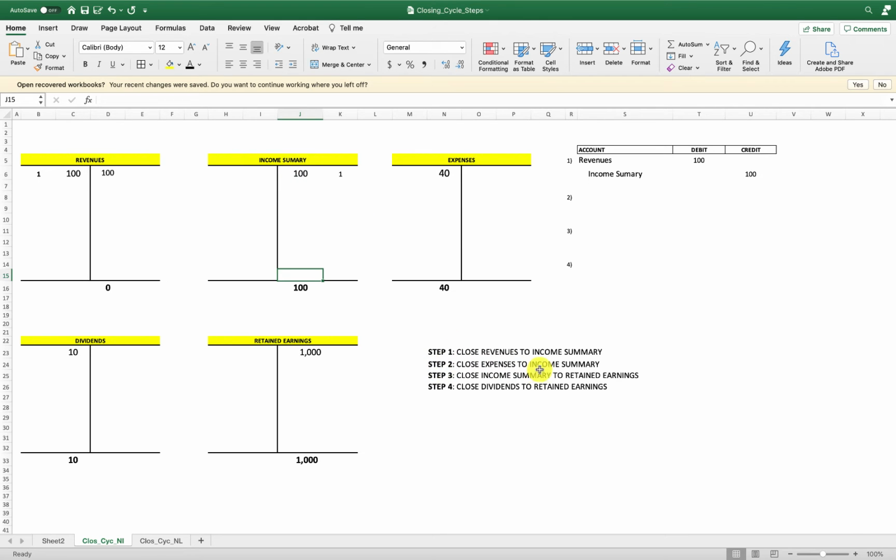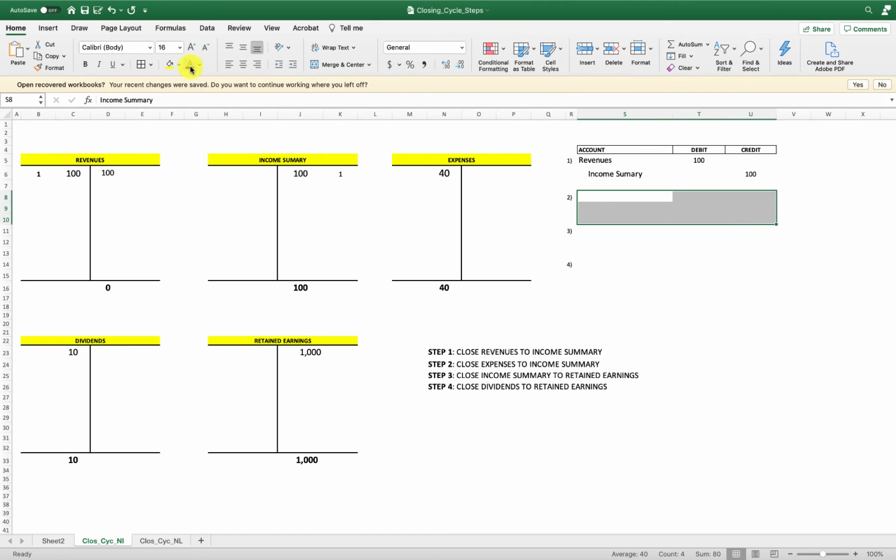Step 2 is close expenses to income summary. Well, again, if we look at expenses, expenses have a $40 debit balance. How do I make this 0? There's only one way to make it 0. I've got to put 40 on the credit side. So you see the process. The zeroing out process is whatever the balance in the account is, we just adjust the other side of the account for that amount. So here we have $40 in expenses. So I'm going to credit expenses for 40.